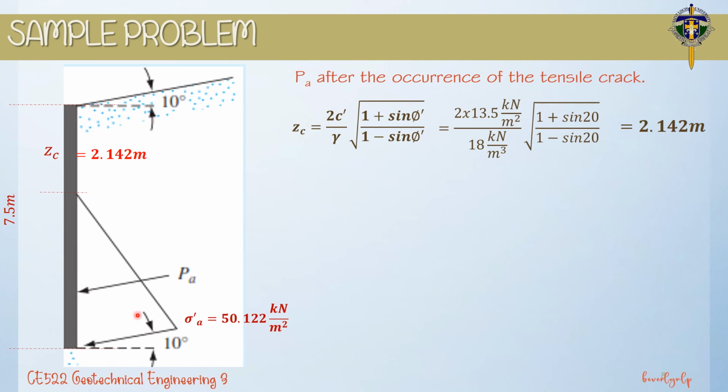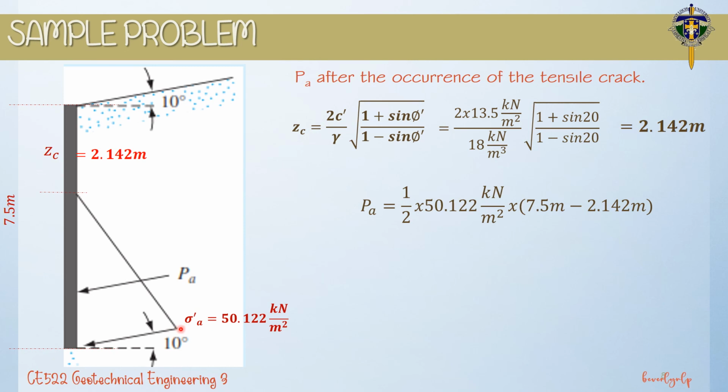So next is we can now determine the value of our active force per unit length, which is the P sub a. So this is simply the area of the pressure diagram. So this is our pressure diagram. This is the active earth pressure that we were able to solve a while back. And the area of a triangle is simply 1/2 base times height. So substituting, that is 1/2 times the base.